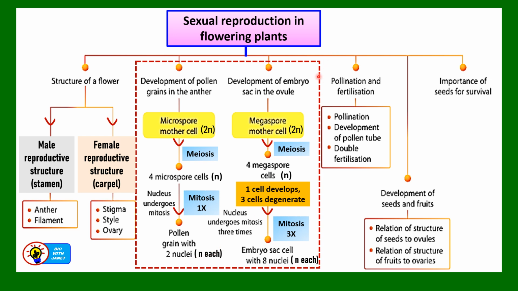Now, for the development of the embryo sac in the ovule, the megaspore mother cell, which is diploid, undergoes meiosis to form 4 megaspore cells in the ovule. 1 cell develops and 3 cells degenerate. So the 1 megaspore cell will undergo mitosis 3 times. It's the nucleus that undergoes mitosis. So this will form an embryo sac cell, which is a big cell, with 8 nuclei. All the nuclei are haploid.